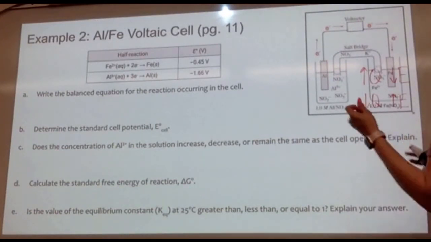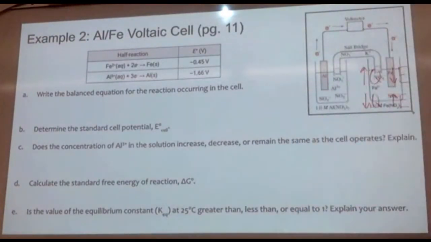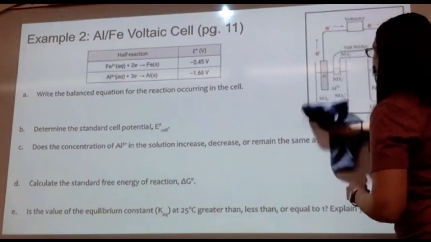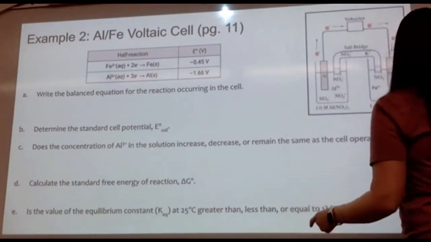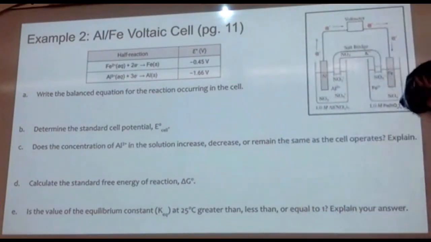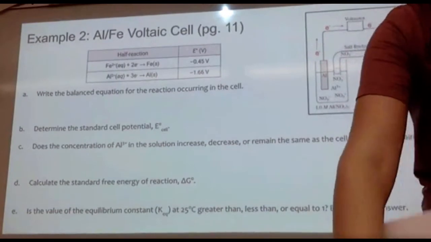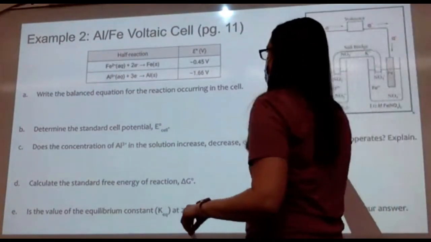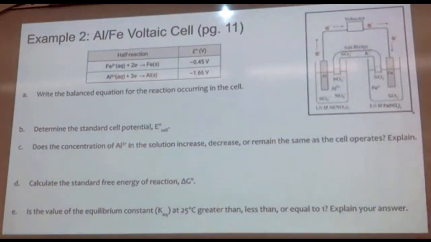So what we're going to do is actually do examples 2 through 5. These are all practice AP questions. Now, some of these are going to be extra practice for tomorrow as well. Like for example 2, A and B, and even C are some good review. Example 2 is on page 11. And A and B look similar to what we saw yesterday with example 1.